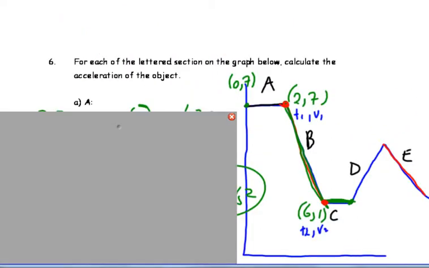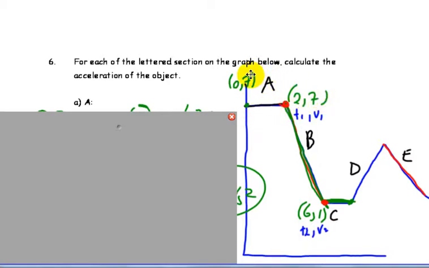Okay, number 6. Your graph looks something like this. Yours is likely a lot neater. For each lettered section on the graph, calculate the acceleration. So letter A is from this dot to this dot. Notice what I did here. I marked down some key points: 0,7, 2,7, 6,1, etc. So from A, I'm looking for the starting point and the end point here.